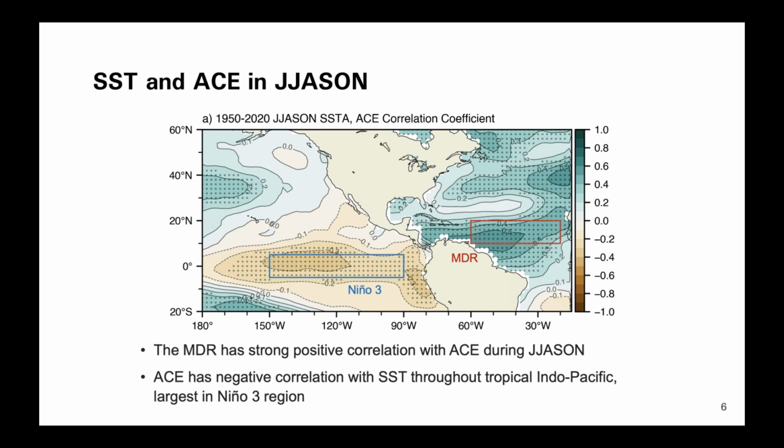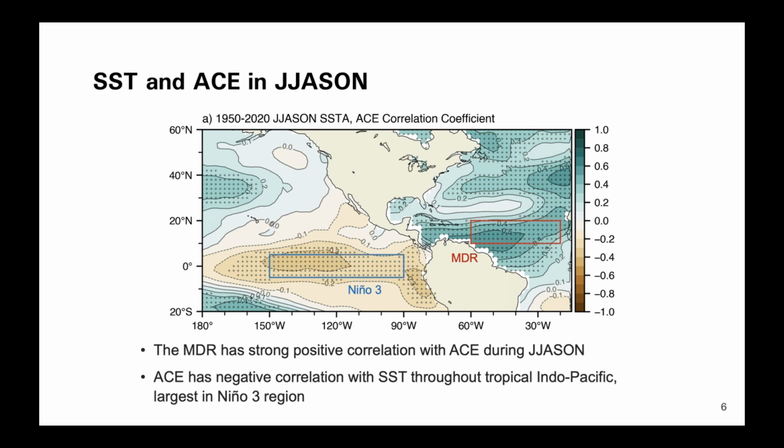The tropical Atlantic contains a significantly positive SST anomaly and ACE correlation that exceeds 0.5. This region extends somewhat throughout the Caribbean Sea, but is generally centered in the MDR, which is bounded by this red box here. Meanwhile, the tropical Pacific sees significant negative correlation coefficients, specifically those less than -0.3, in the Niño 3 and the Niño 1 and 2 regions. And we denote the Niño 3 region here in blue.